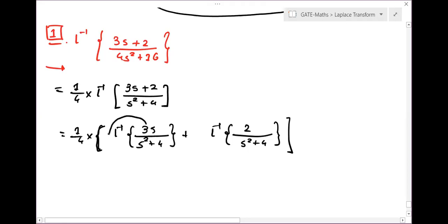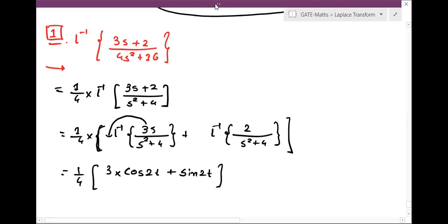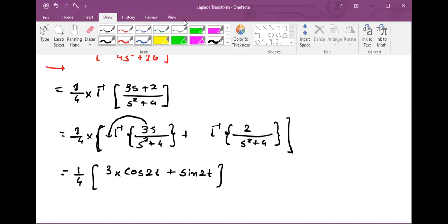This 3 you can take out from this inverse Laplace. So it is 1 by 4, this is 3. Now Laplace inverse of s divided by s square plus 2 square, it is cos 2t, or not? In the same way, this is your sin 2t, or not? Now you can keep this 4 outside only, or you can multiply inside based on the options. Is it clear now? Right.